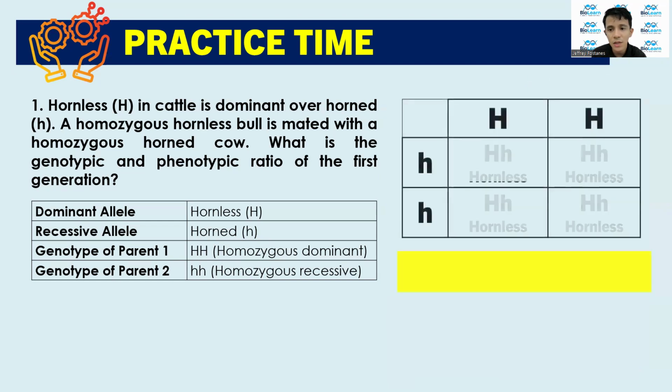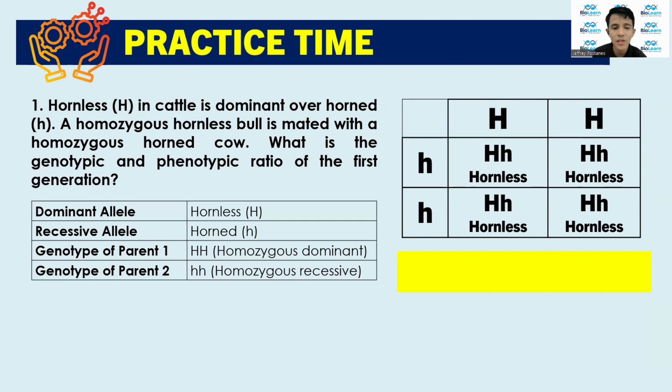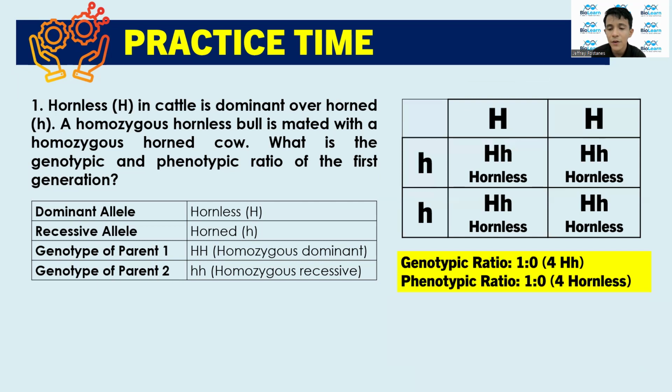Now let's do the Punnett square here. All right. What is the genotypic and phenotypic ratio of the first generation? For the genotypic ratio, that must be 1:0 or 4 heterozygous H. And for the phenotypic ratio, that's also 1:0. It means because you have here 4 hornless. So that's 100% hornless. Okay, so that's for number 1.